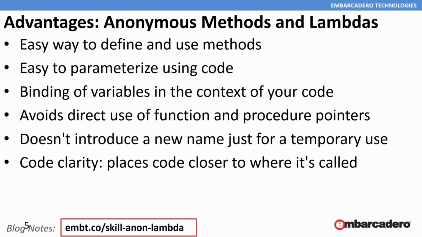The advantages of anonymous methods and lambdas are that it's an easy way to define and use the method inline in your code. It allows you to parameterize using code just as you would normally pass function pointers or procedure pointers or method pointers. You can bind the anonymous methods to variables in the context of your application and in your code. It avoids the direct use of function and procedure pointers or method pointers. It doesn't introduce a new name just for a temporary use. And using anonymous methods and lambdas allows you to place your code right where it's called in your applications instead of calling somewhere else in your program. That improves the code clarity in your applications.